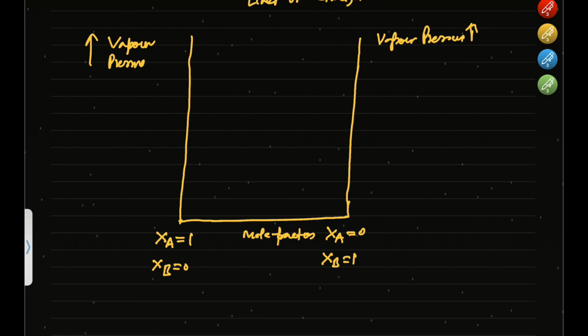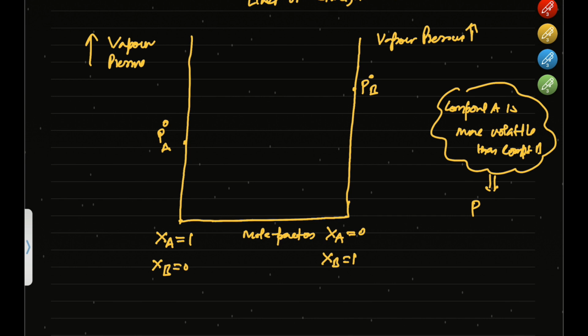The vapor pressure of pure component A is represented by P naught A. Here the mole fraction of component A is 0 and the mole fraction of component B is 1, meaning here is the pure component B, whose vapor pressure is P naught B. The vapor pressure of pure component A is on the lower side than that of pure component B. This is because component B is more volatile than component A.